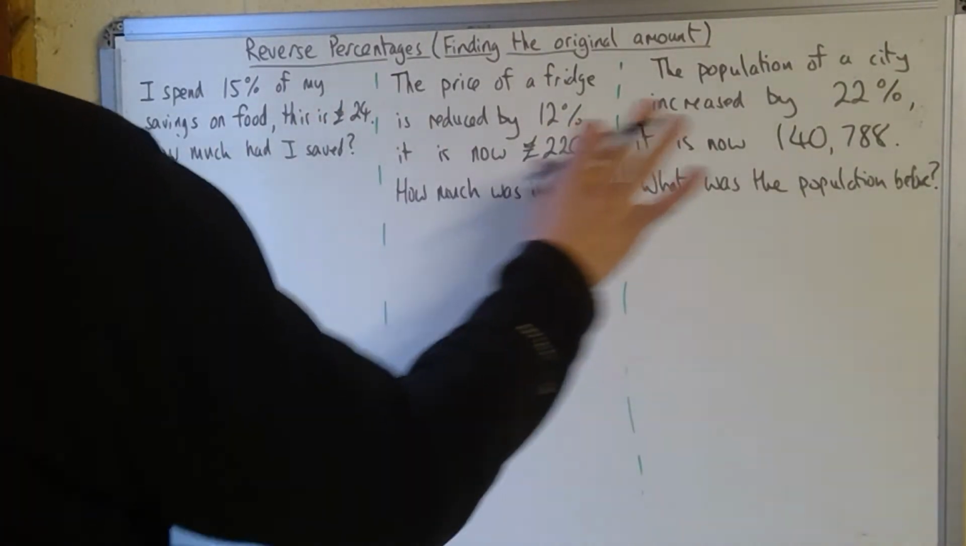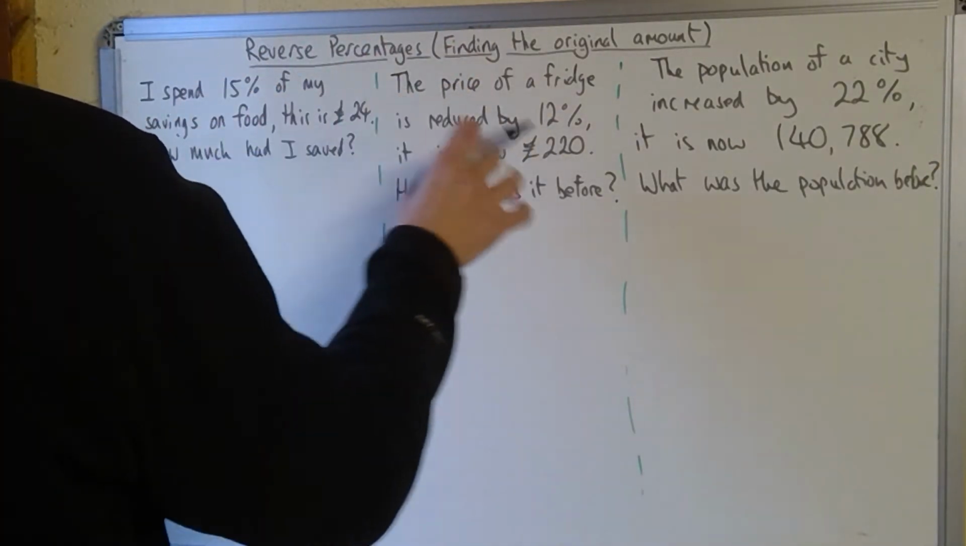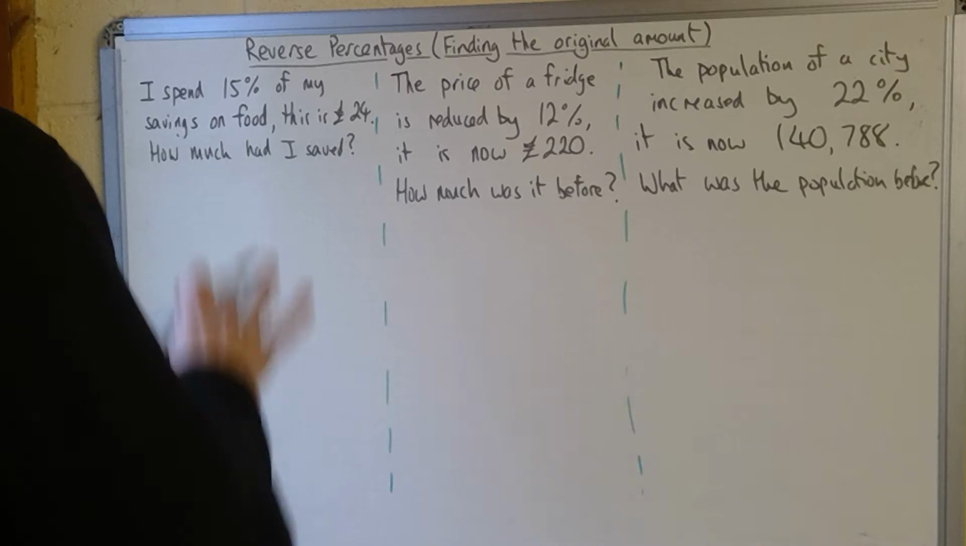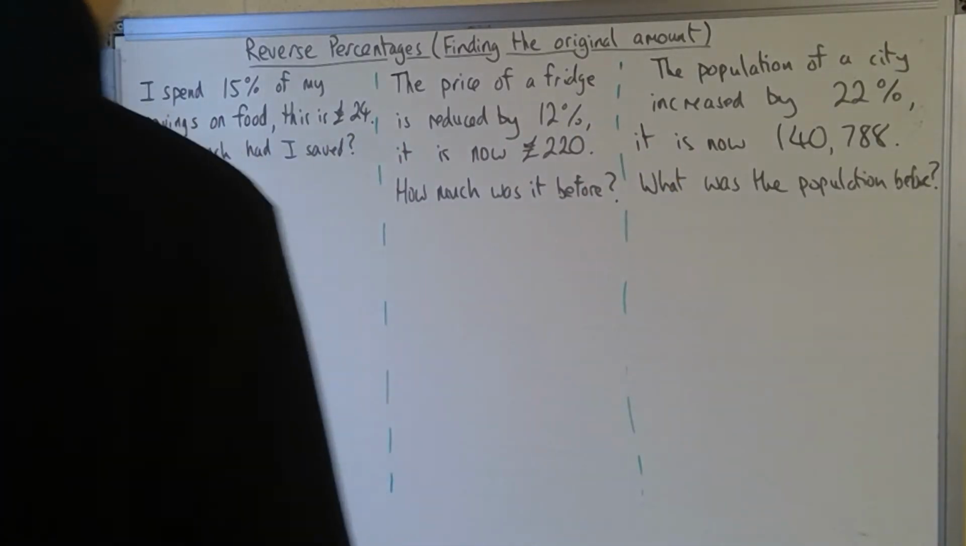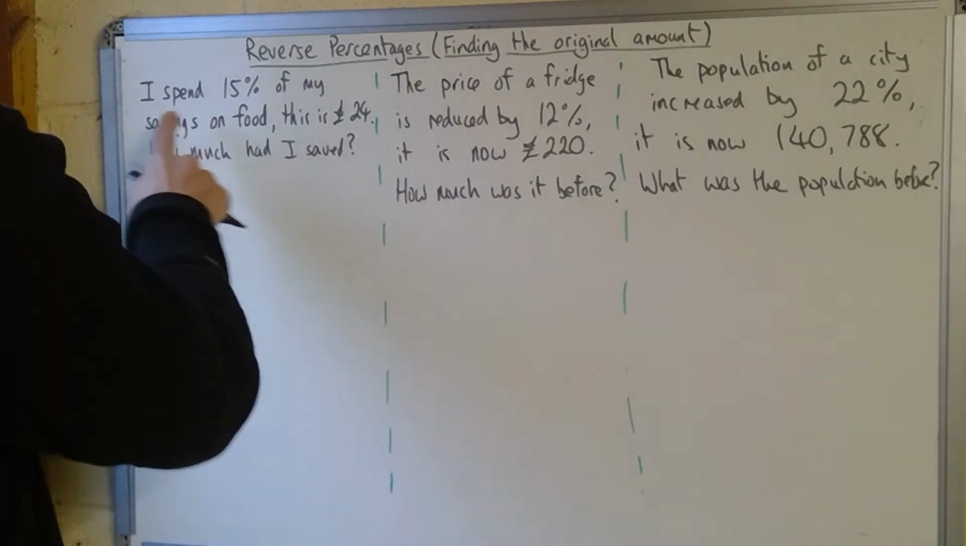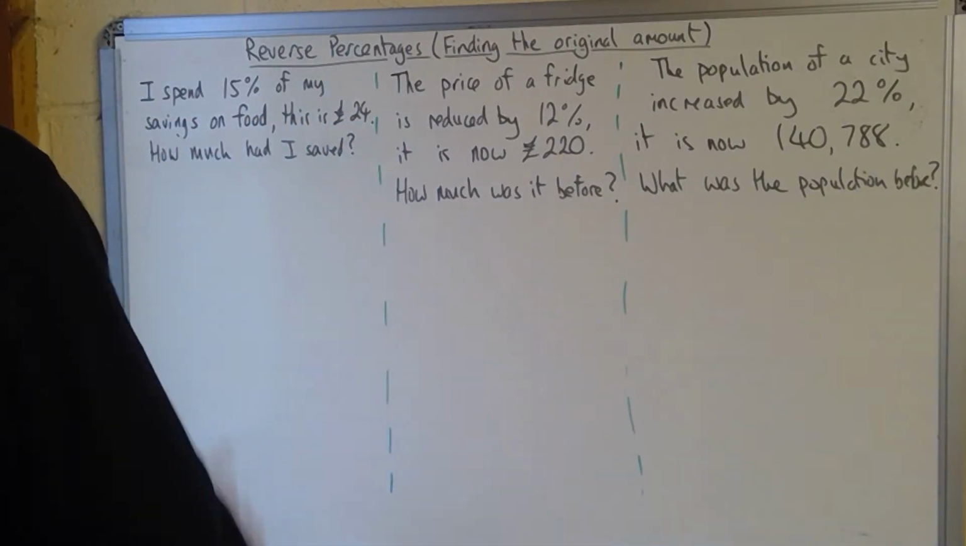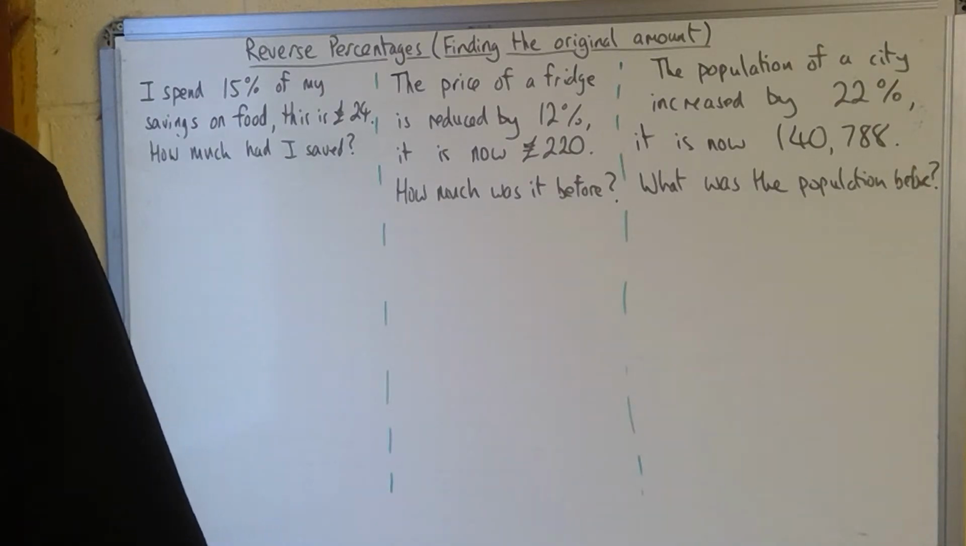So I've got three examples of reverse percentages. I'm finding the original amount each time, and I'm going to use broadly the same method. My first example: I spend 15% of my savings on food. This is £24. How much had I saved?